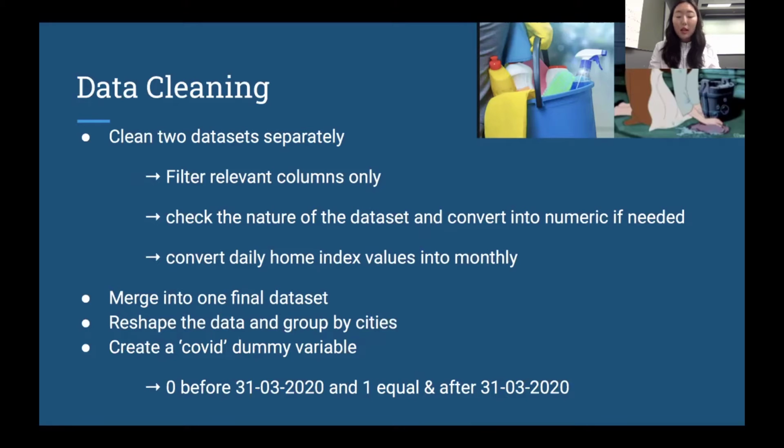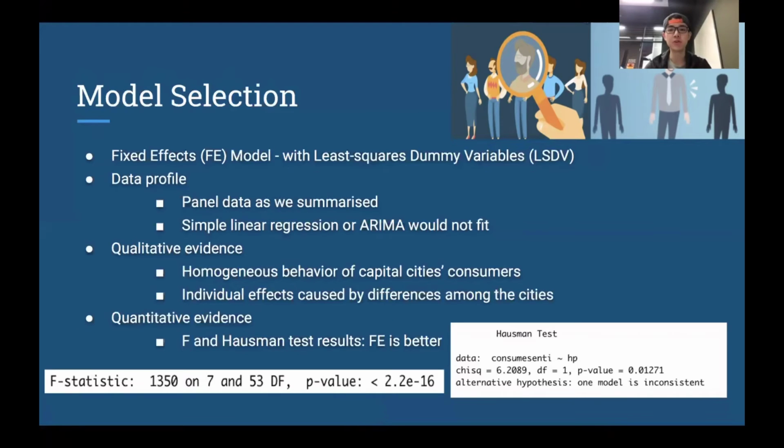After cleaning these two datasets separately, we combined everything into one and reshaped the data so the 5 cities were now considered as variables, not as column names. Lastly, we created a COVID dummy variable that takes a value of 0 before COVID and 1 during COVID, assuming COVID in Australia has started in March. Based on a series of features and evidence that are derived from the original data, we decided to use a fixed effects model with the assistance of least squares dummy variables for the estimation.